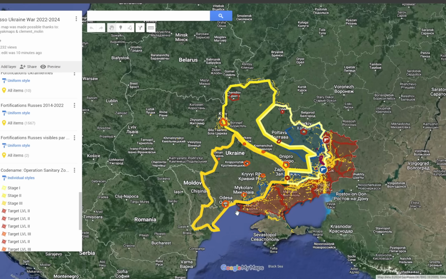Now, why I mention how these missiles are launched is because the ones with 400-kilometer range, the Storm Shadow missiles, are launched from jets, from planes. And this can be dealt with by the Russians by using their own Russian Air Force and also air defense systems.